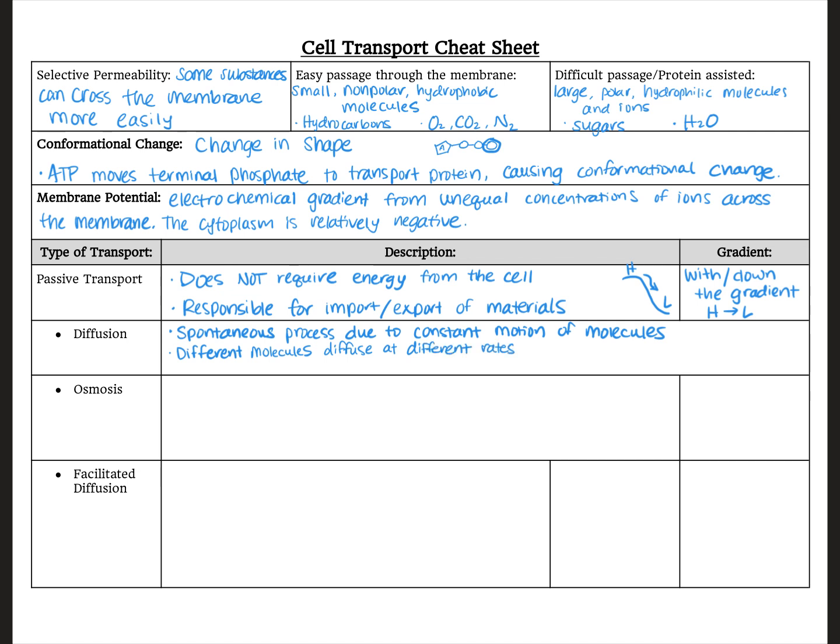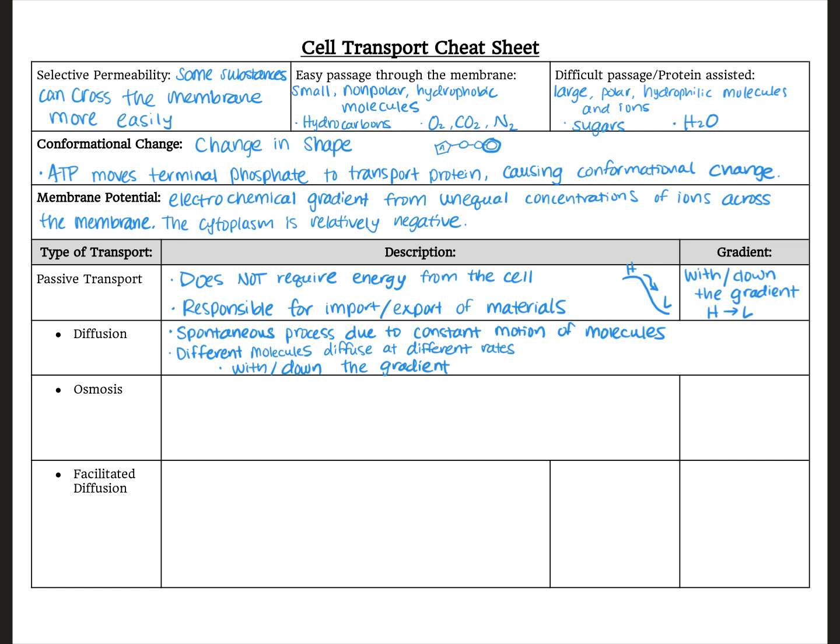And that's talking about the speed. So some molecules are going to pass through more easily, and so they may go at a higher rate, and then some are going to be a little bit more difficult, like water, to move through. And so it may take a little bit longer for it to pass through, so it'll have a lower rate of diffusion. And just like with passive transport, because this is a type, it moves with or down the gradient. That's high to low.